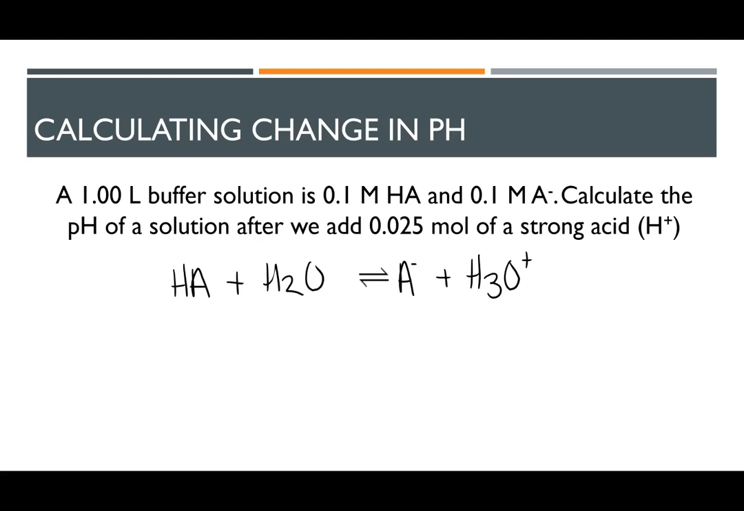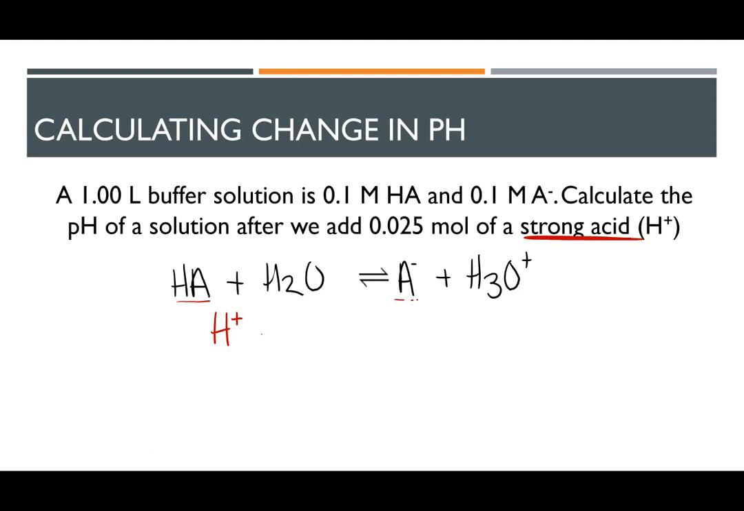The next thing we're going to do is write the equation for the addition. In this case, we're adding a strong acid. So step 2 is writing the equation for the addition of that. We're going to have a strong acid. Which part of this buffer is that strong acid going to react with? Is it going to react with the weak acid, or is it going to react with the conjugate base?